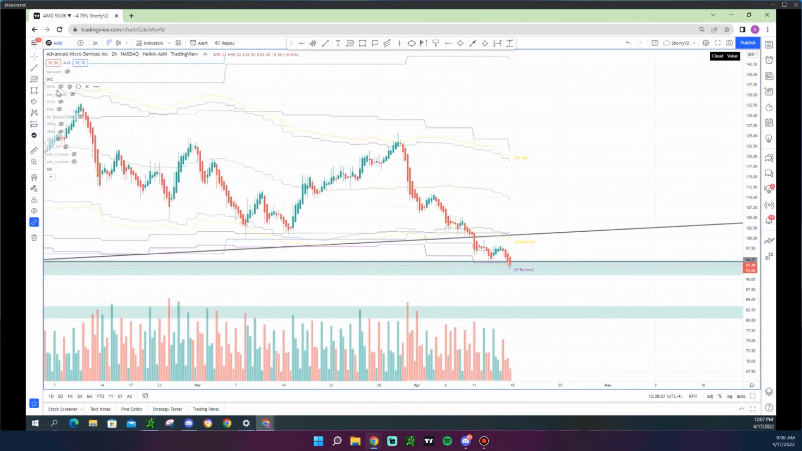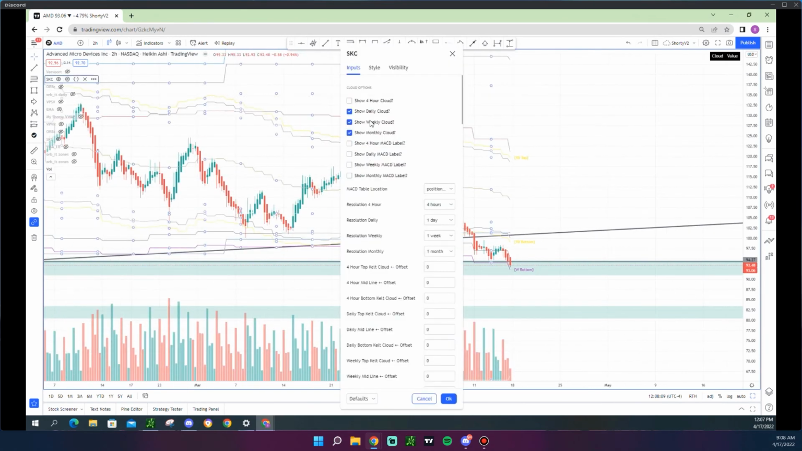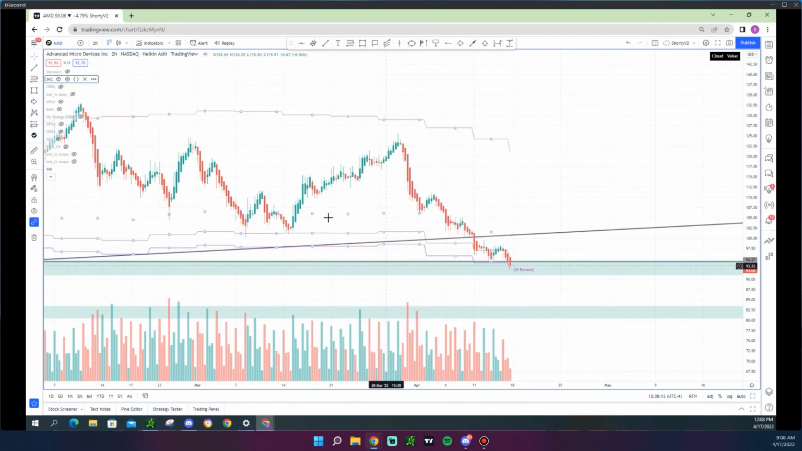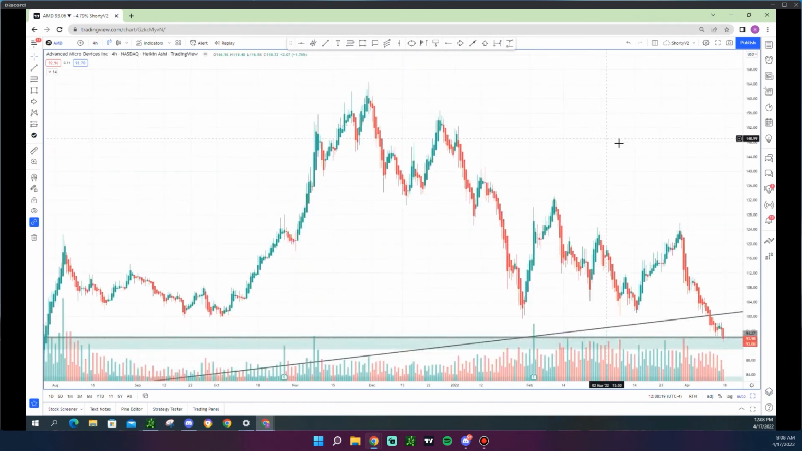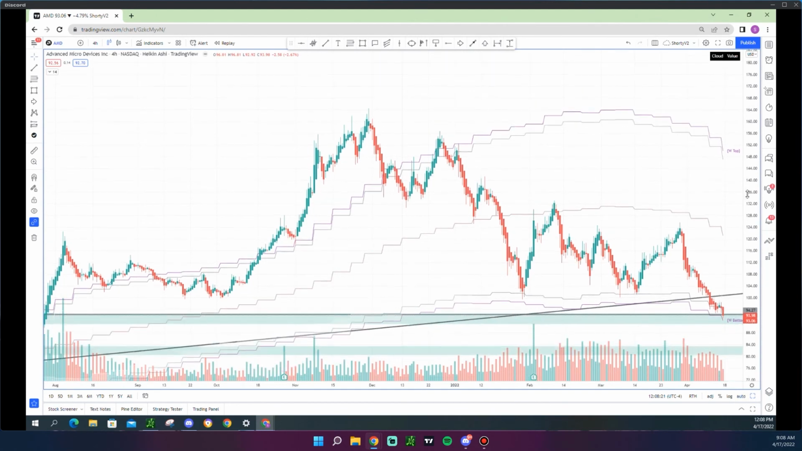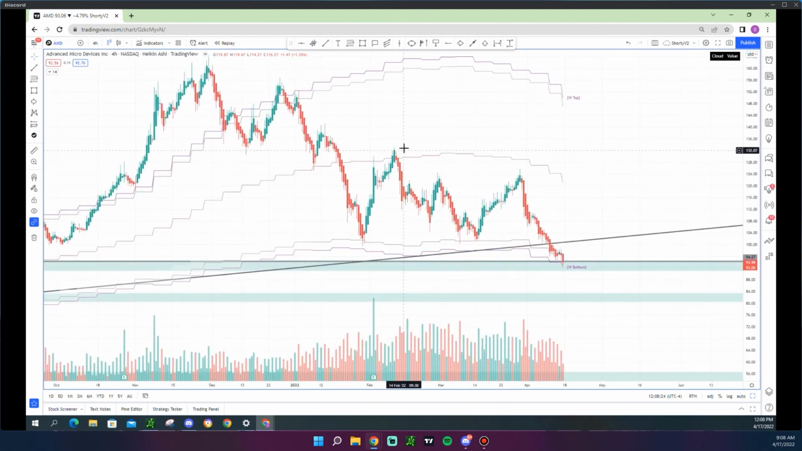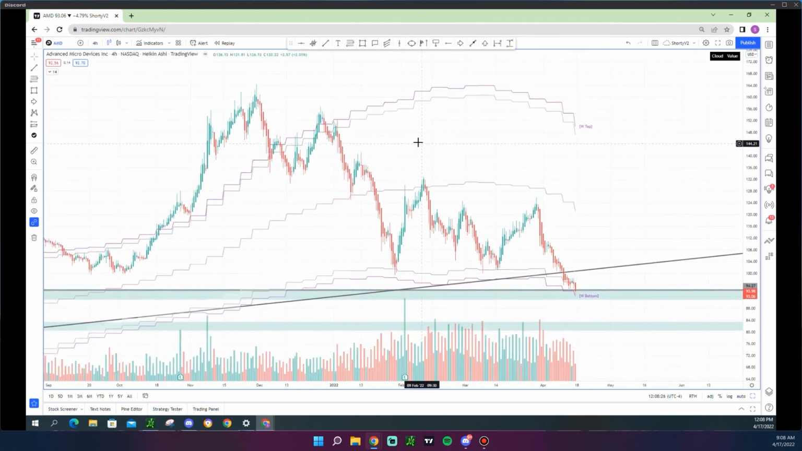Let me just show you how you look at this. I'll remove the monthly for now. I'll just leave the weekly so you guys see. Let me go on 4 hours. If you guys are new to the clouds, there's only 4 plays that you can play off of the clouds, but the weekly bottom is a crucial level for any stock. And they will ping pong between those bottoms.